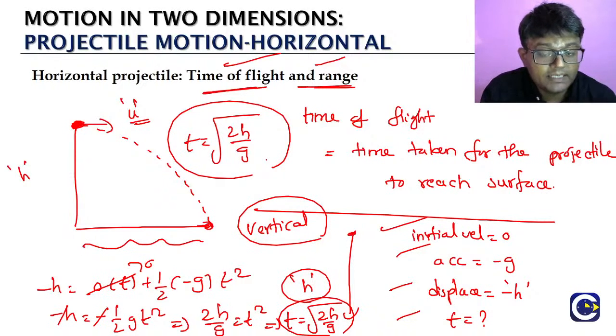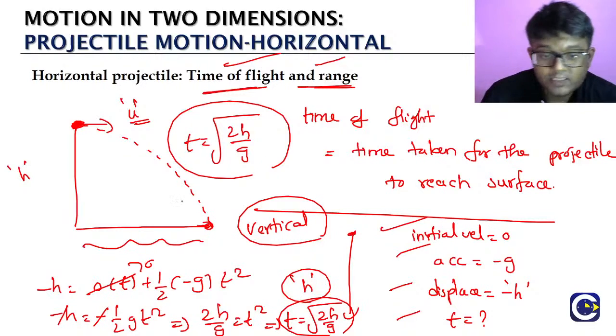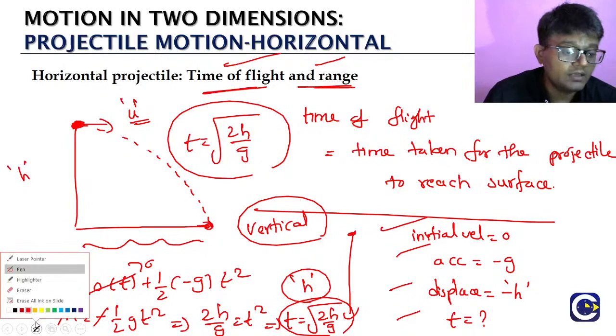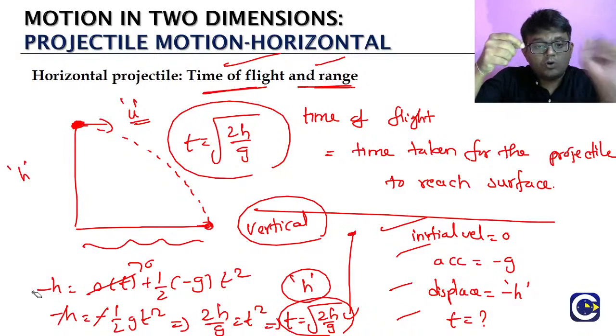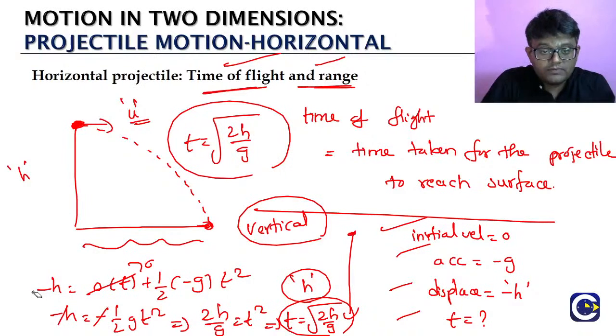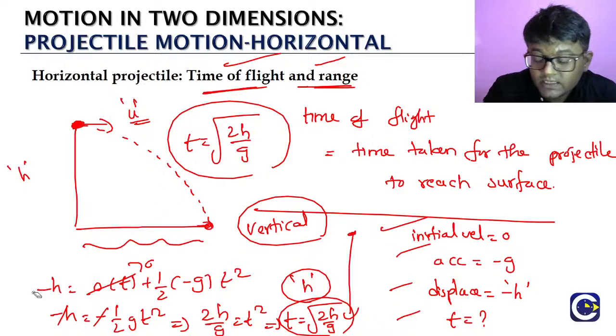And what is the time? It is root of 2h by g. This is a very common experiment that we could be doing in the regular classroom. If you drop a pen, at the same time you throw a pen horizontally, what you see is both of them will be reaching and hitting the ground at the same time.